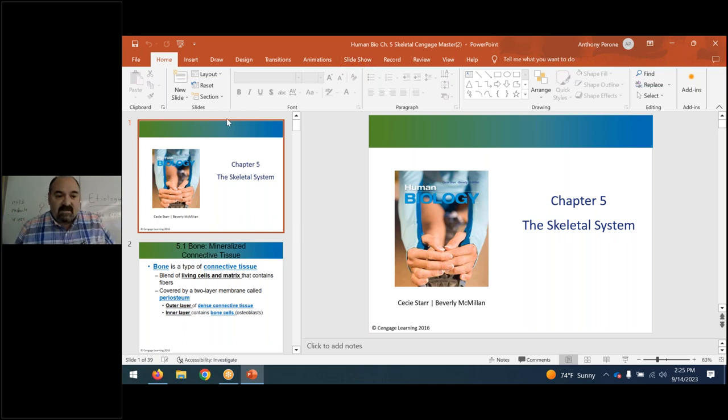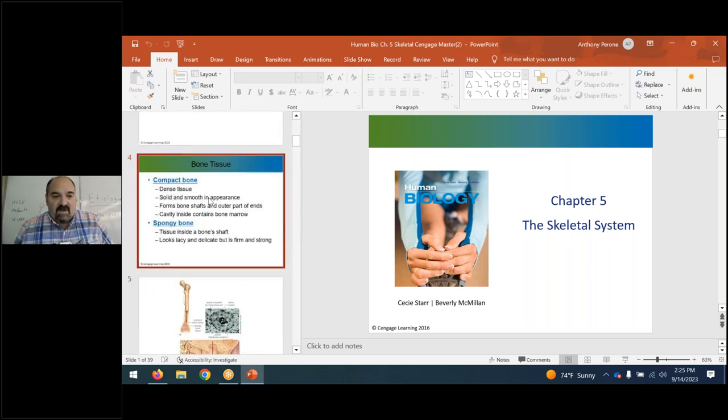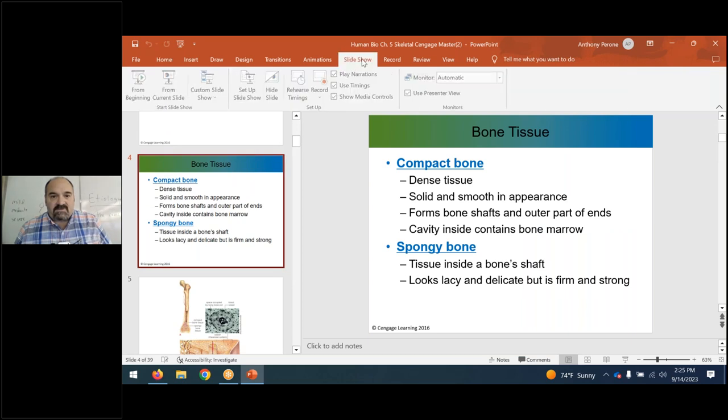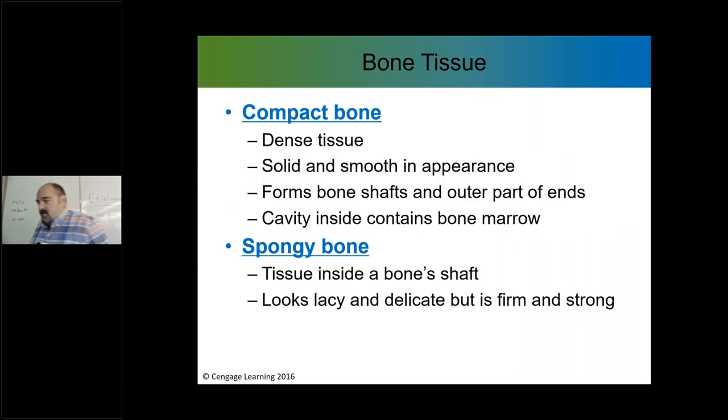So we're going to move on today. So compact and spongy bone is where we start our PowerPoint here. This is chapter 5, skeletal system, compact and spongy bone. So compact bone, so think of, it's real hard, right? It's very hard, okay? Bone is very dense, it's hard, but it's living tissue.